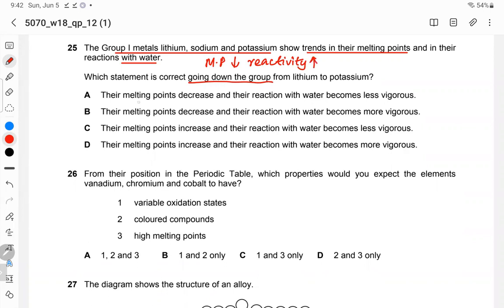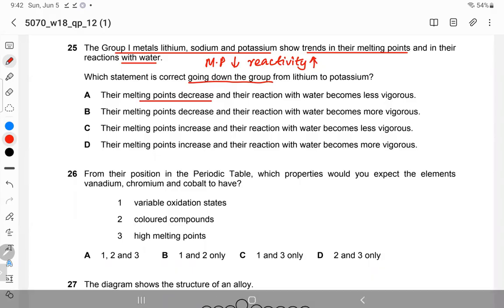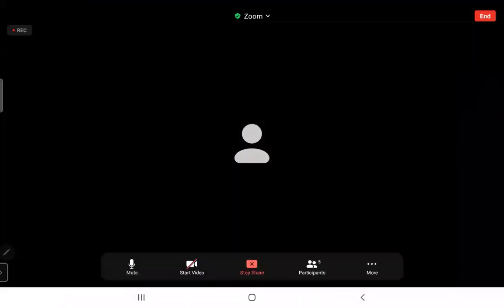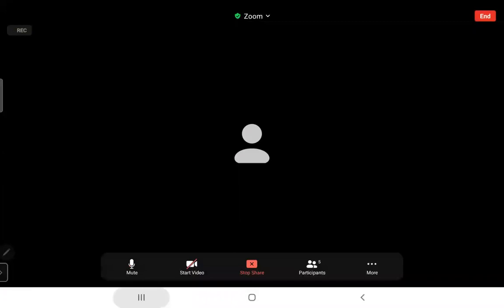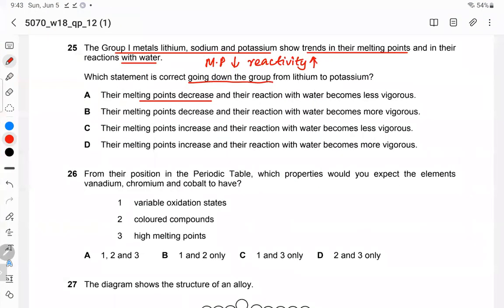The melting point decreases. Okay, just give me a minute, please. So melting point decreases, yes, it is correct. Their reaction with water becomes less vigorous, that is wrong. So A goes wrong.